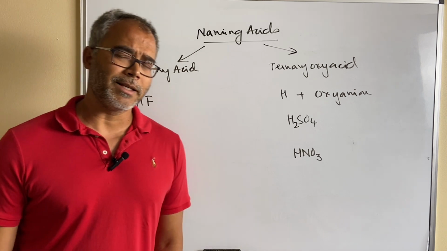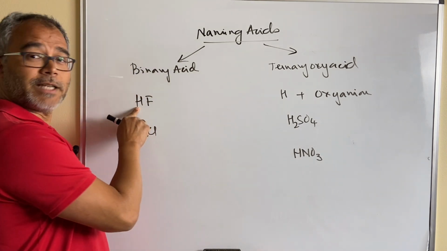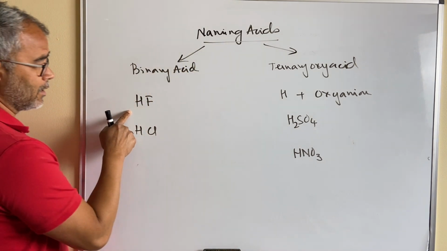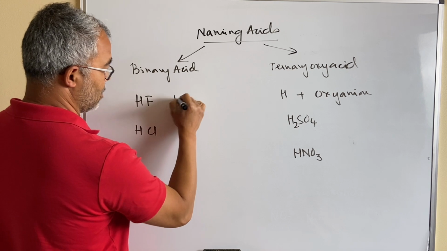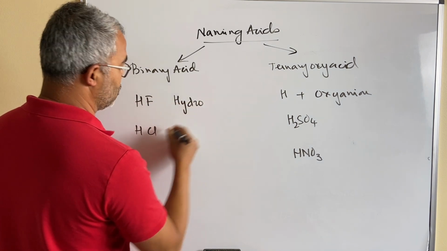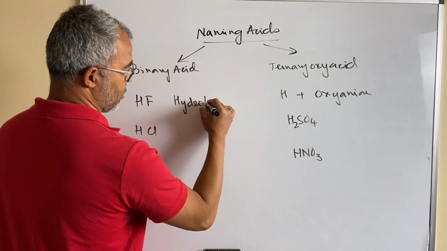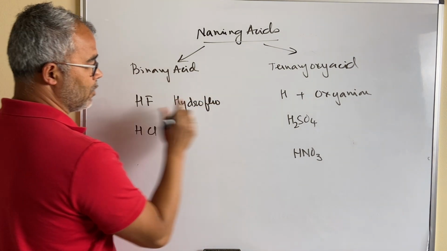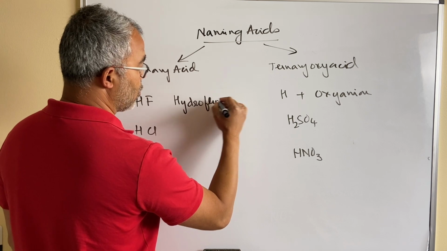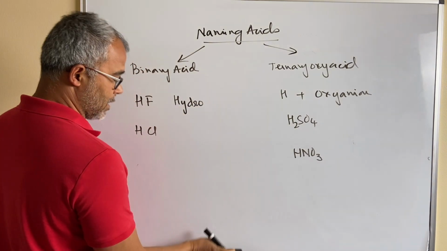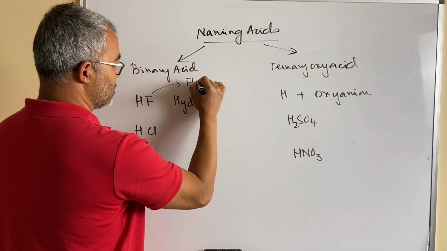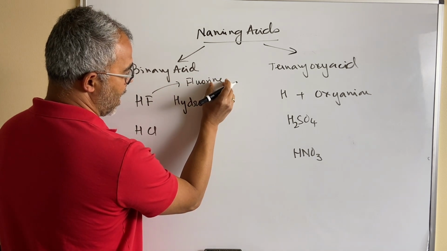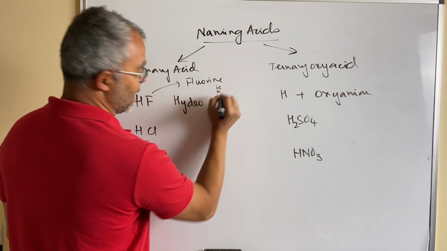Now, how do you recognize an acid? Typically, the first element would be a hydrogen. Now, how do you name a binary acid? A binary acid you just start with, call it hydro. So it'll always start with a hydro, and then this one would be called fluo. You would use the element name. So the element name for F is fluorine. The INE would be replaced with IC, ic acid.